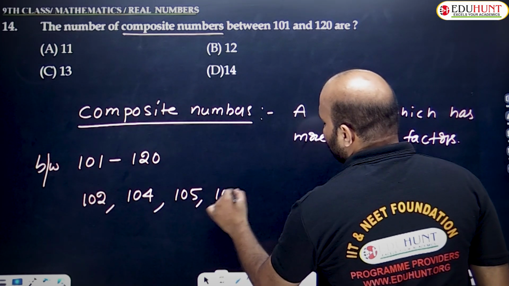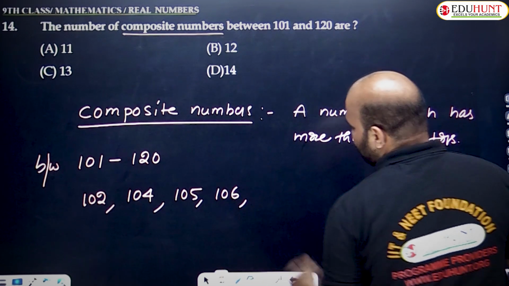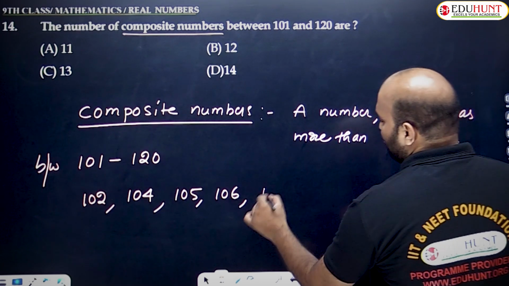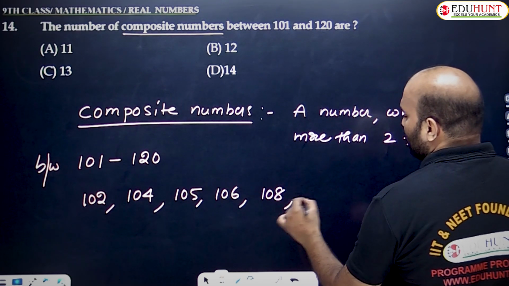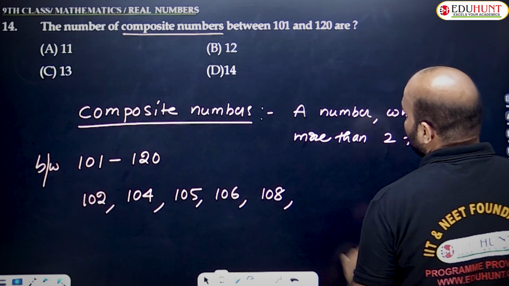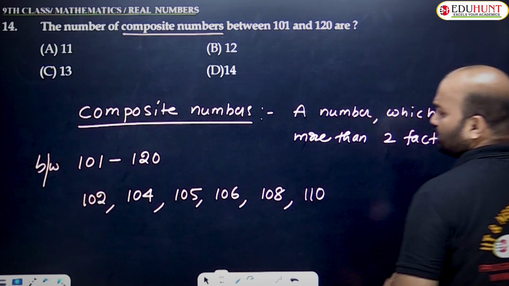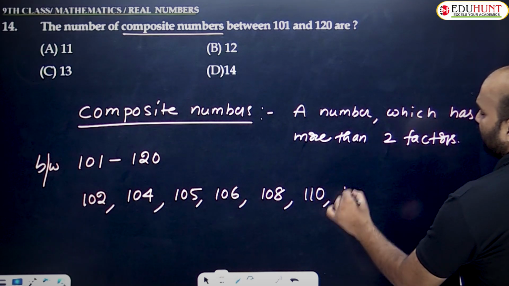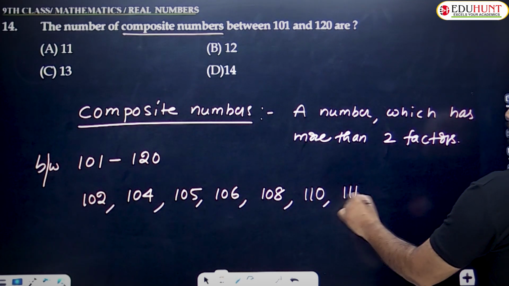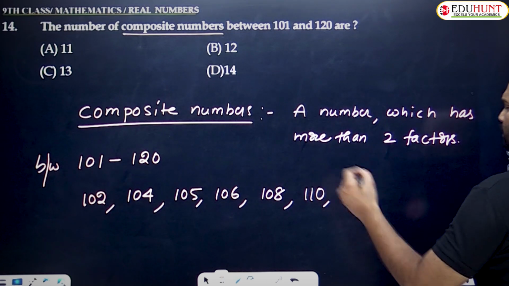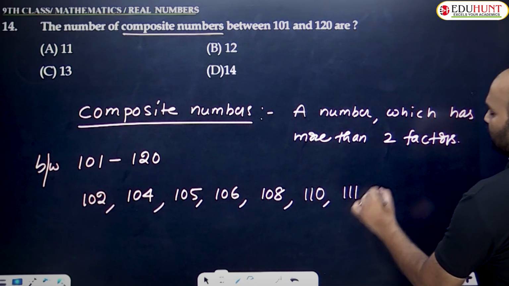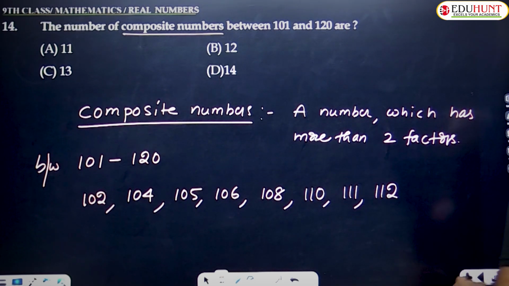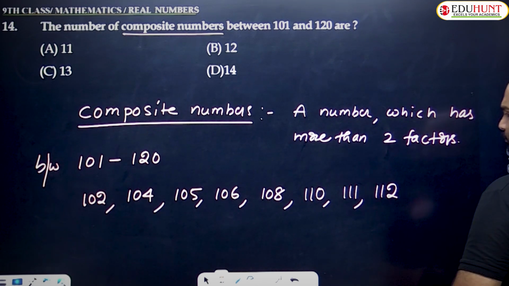Again, 106 is an even number, so it is also composite. 107 is a prime number, not a composite. 108 is an even number, so this is composite. 109 is a prime number. Again, 110 is an even number, so it is also composite. Again, 111 is a composite number because what is the sum of the digits? 1 plus 1 plus 1 is 3. It is exactly divisible by 3. So 112 is an even number, so it is also a composite number.